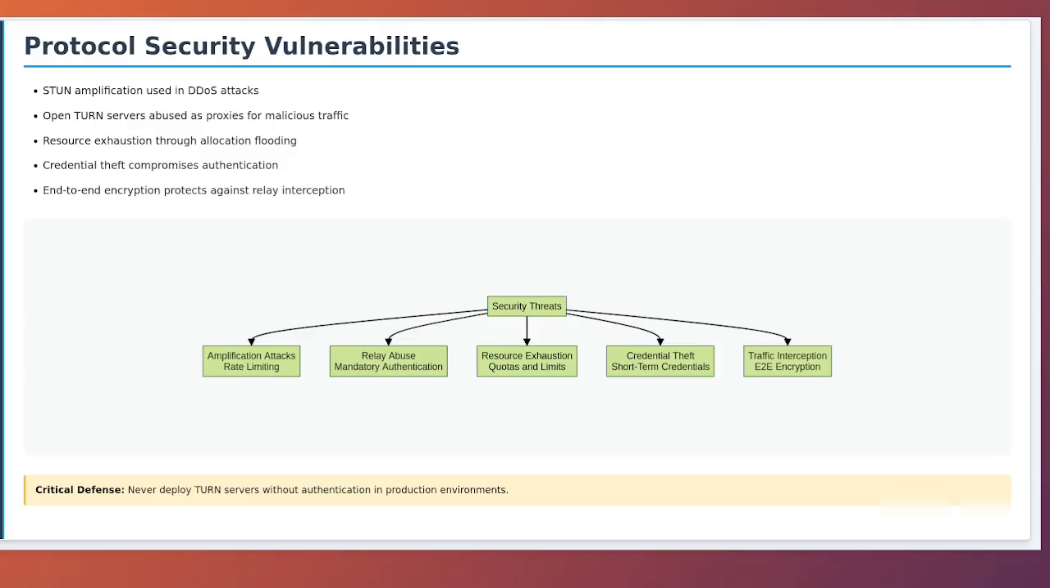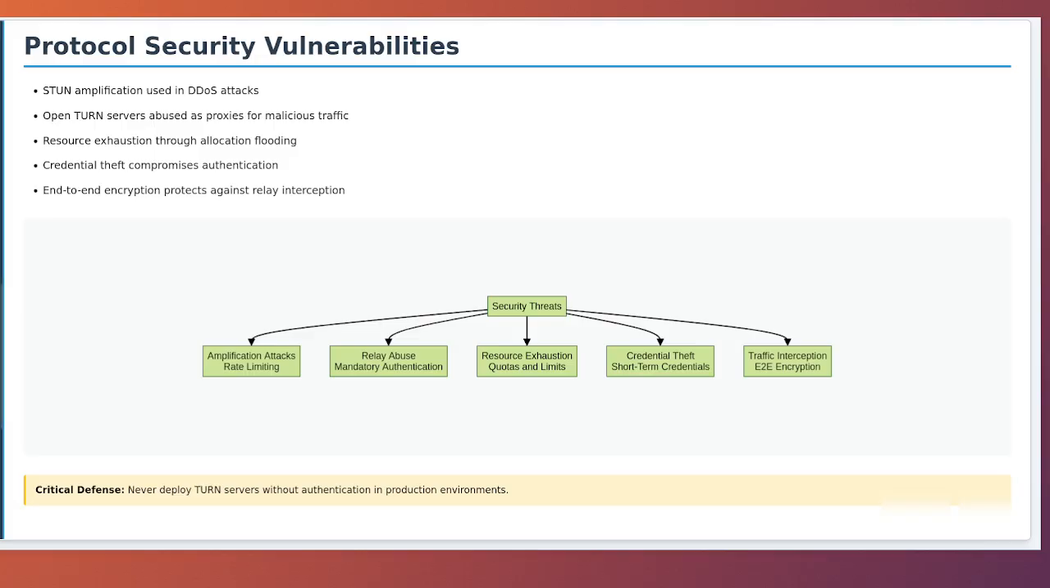Never operate a TURN server that allows anonymous allocations unless it is in a completely controlled environment like a private test network. Even with authentication, TURN servers can be targets for resource exhaustion attacks. An attacker with valid credentials could create many allocations and leave them open without using them, consuming server resources and preventing legitimate users from obtaining allocations. Or they could create allocations and send massive amounts of data through them, exhausting server bandwidth.